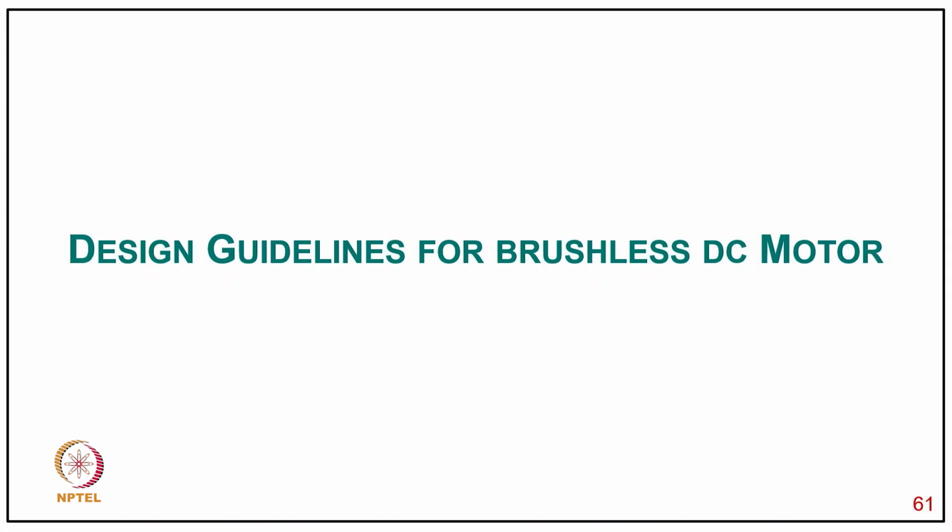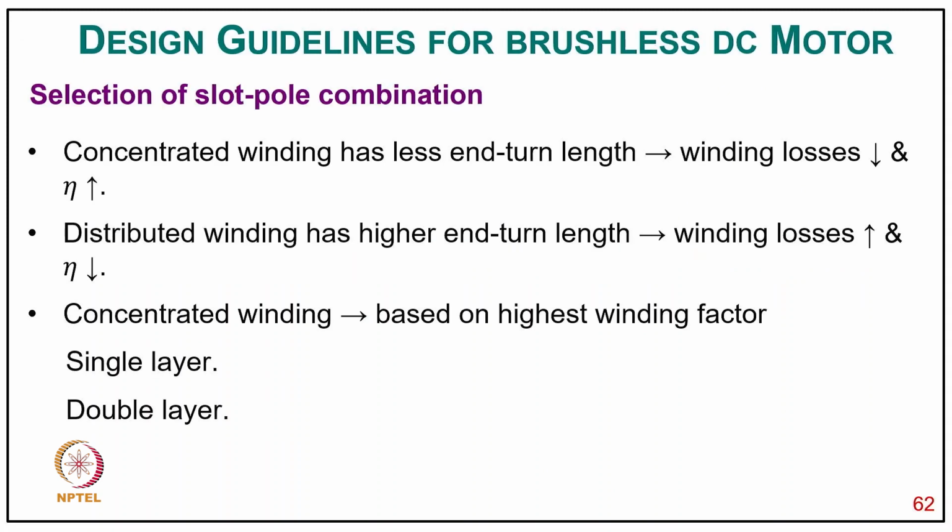So now coming to design guidelines for the brushless DC motor. Selection of slot combination: the concentrated winding has less end turn length and lower winding loss, and typically higher efficiency, and distributed winding has a higher end turn and higher winding loss and then lower efficiency.